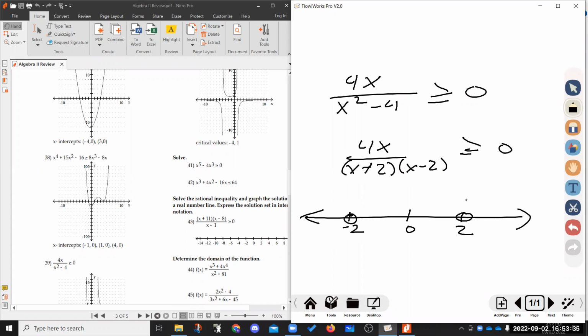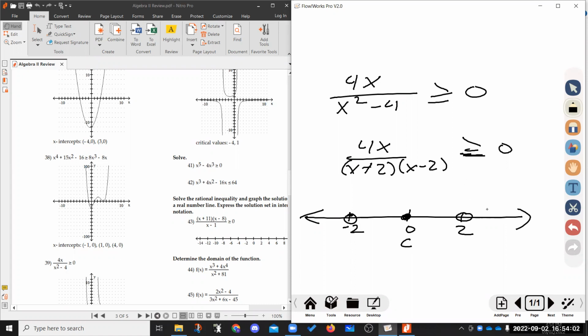So they can't be included in my graph. I'm going to put open circles there right away. The 0 of the numerator is included because this says greater than or equal to. That's there. Now, again, I don't have anything with a multiplicity of 2. It's crossing here at this place. I'm going to figure out what it's doing here. It's going to change sign as it crosses this boundary.